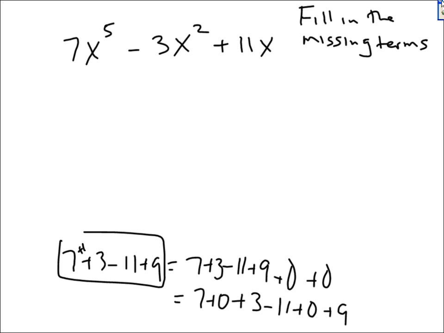I can insert 0 wherever I want. I said 7 plus 0. And then I added 3. And then I took away 11. And then I add 0. You can add 0. It won't affect things.